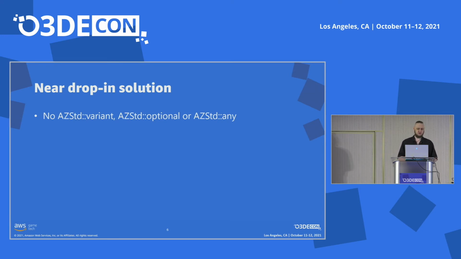So for instance, variant, optional, and any are not supported, which is, by the way, not something that we did because of any technical reasons, but really the output of these three types was not really helpful for content creators, and they found it difficult. So we're still looking for a good way to do that.